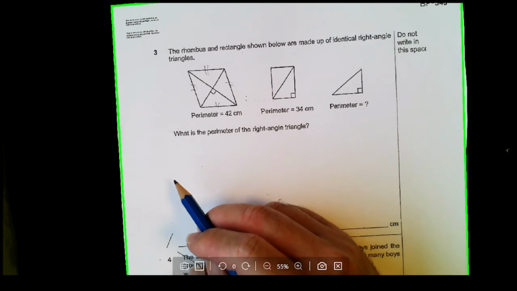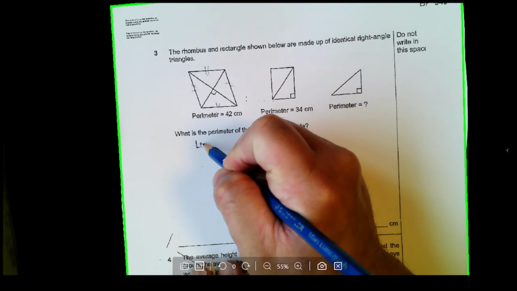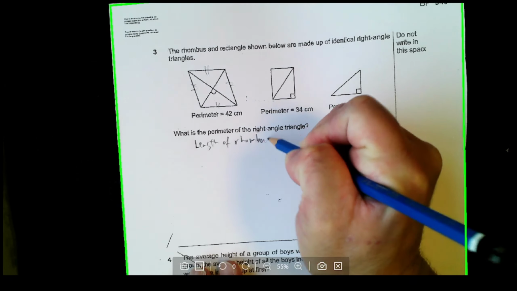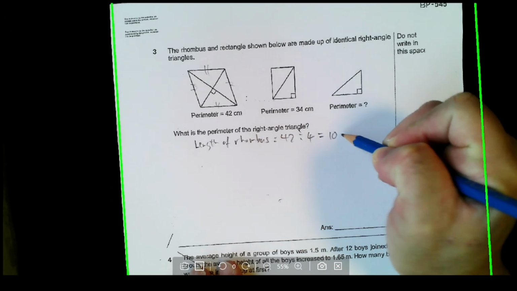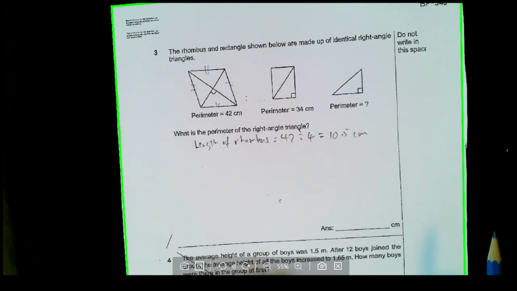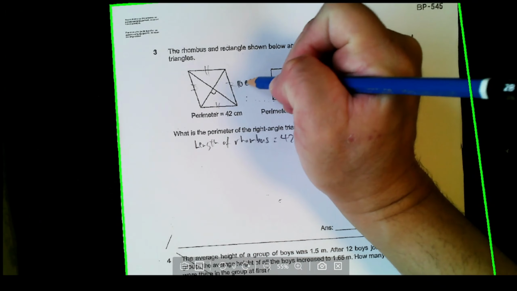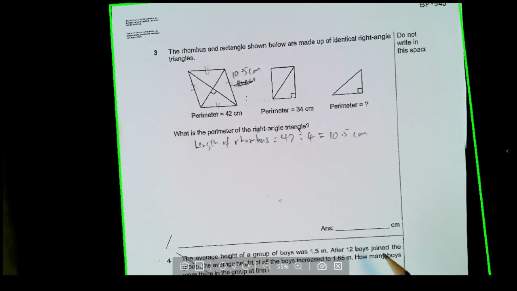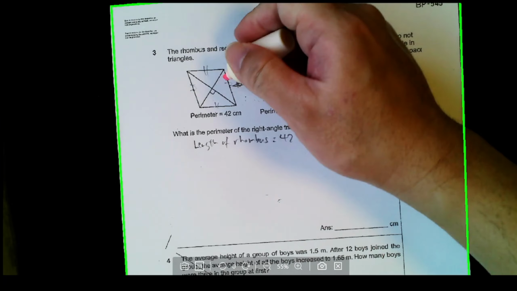Okay. Length of rhombus equals 42 divided by 4. You get 10.5 cm. So this is 10.5. So 10.5 cm. Okay. So this.